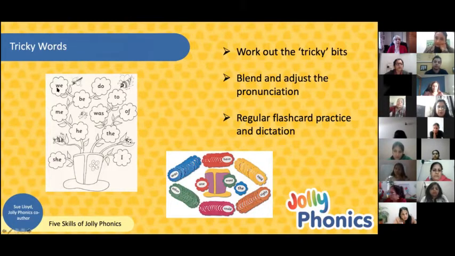So if I was blending with the knowledge the children have got, the first one would be we, me, he, she. No, we can't do the she yet because, well, it should have been taught better. Anyhow, was, he, the, to, do. So they can be blended, but that gives a wrong pronunciation. So what we need to do is to help them by looking for the tricky bit.